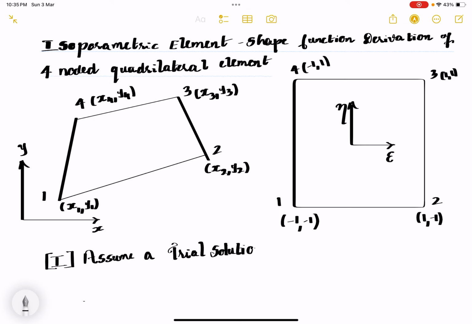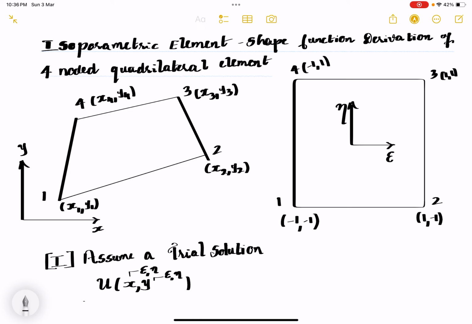So what is the trial solution that we are going to assume? We are going to assume a trial solution for the displacement, which is u. It is a function of x, y. Note that the displacement is also a function of epsilon and eta. The reason why I'm saying that is because x is going to be a function of epsilon and eta, and similarly y is going to be a function of epsilon and eta. Therefore, the displacement u is going to be a function of epsilon and eta.